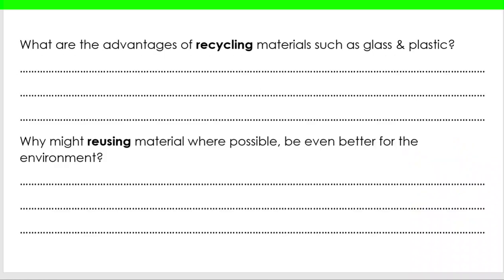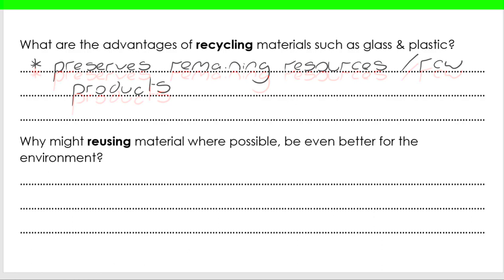What are the advantages of recycling materials such as glass and plastic? Well, in the first instance, it preserves remaining resources and remaining raw products. That means we can carry on making more new for longer. There's also less waste that will go to landfill, because if we fill a landfill site, we then have to find new landfill sites, and the opportunity for that gets harder and harder as time goes on, because you've got to fit very strict environmental criteria, and people don't really want a landfill site near their home.